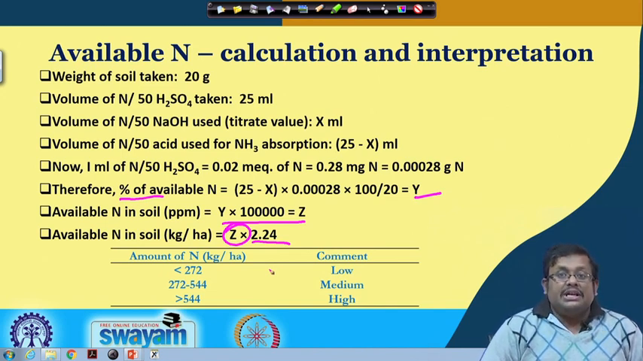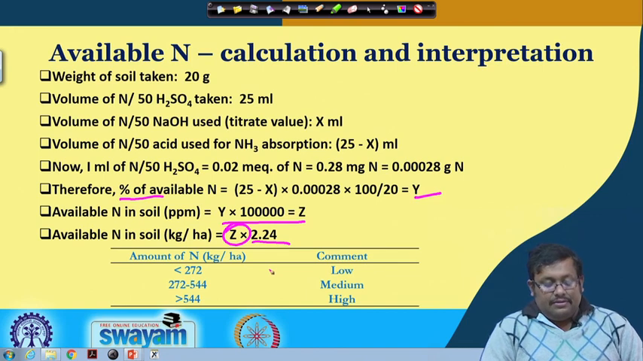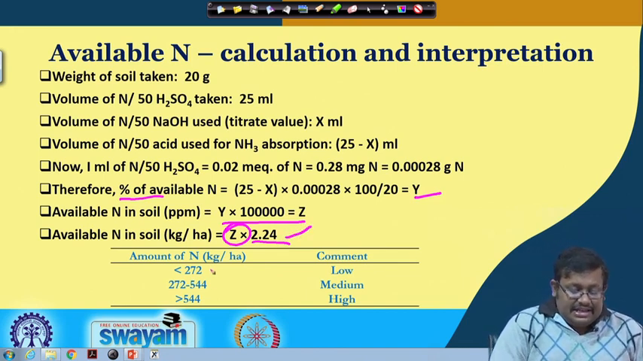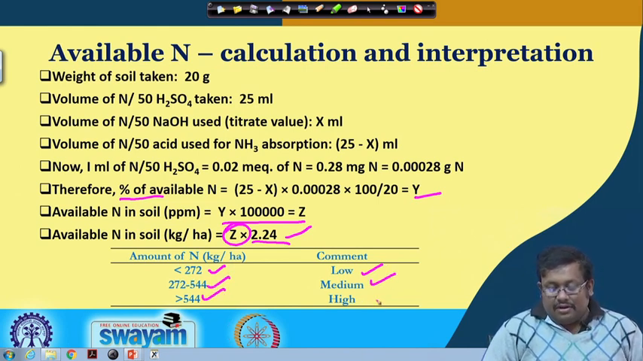Now, the interpretation of this available nitrogen is, if we calculate the available nitrogen in kg per hectare, which is the final value, and it is less than 272, obviously that will be low. The medium range is 272 to 544, that is medium. If it is more than 544, it is high.